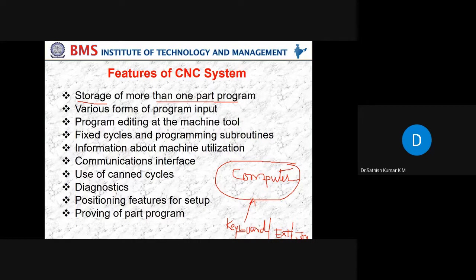And program editing at the machine tool. If you observe the CNC machine, by the side of the machine there is a panel, if you are aware. After you input the program to the system, through this panel you can change the program. That is, editing of the program is possible on the CNC machine, which allows it.